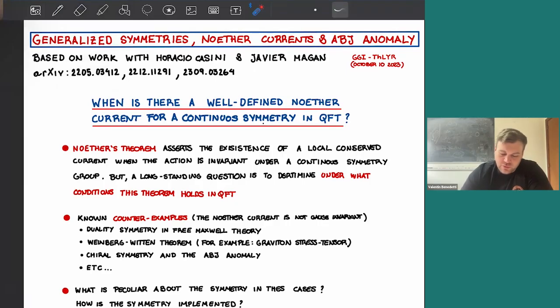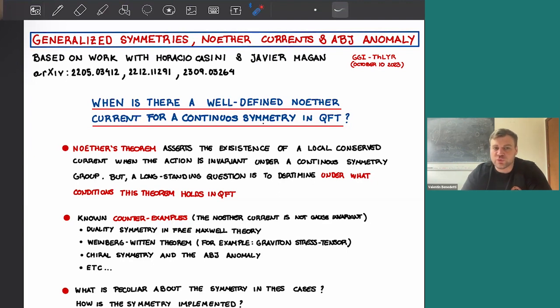Valentin Benedetti, and I'm going to tell you about generalized symmetries, Noether currents, and the ABJ anomaly. This is mainly based on recent work with Horacio Cassini and Javier Magan in these three papers, mainly this one here. The other two are more or less filling the gaps of the first one.